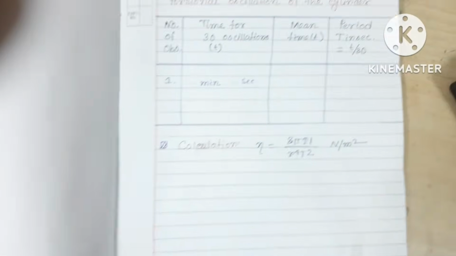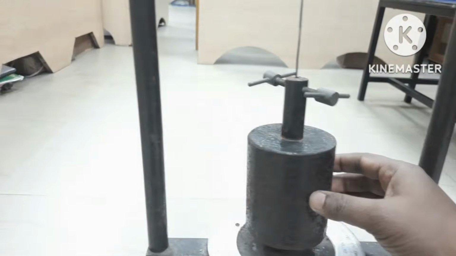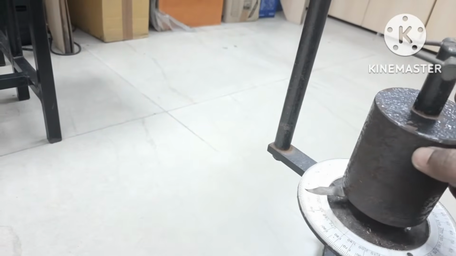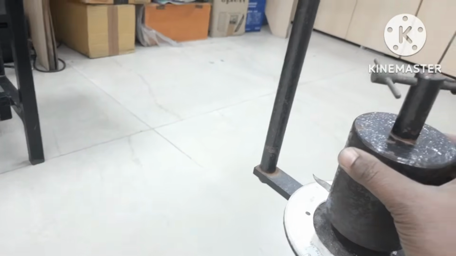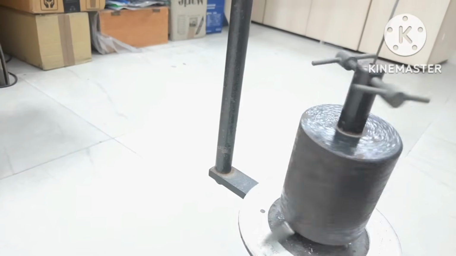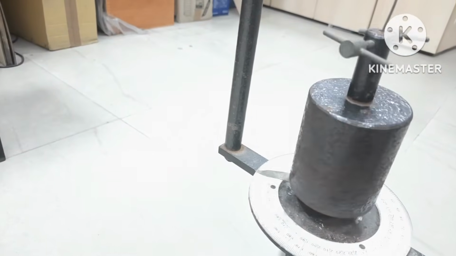So now the last thing you have to find out is the time period of the oscillation. What does it mean? At that point you have to make a twist of this cylinder with a small angle. You can observe there is a pointer. If I make a small twist through an angle and leave it, it will start to oscillate. So you have to count at least 30 oscillations, okay?